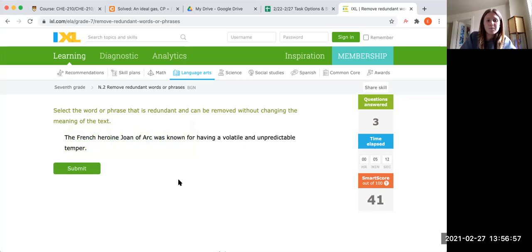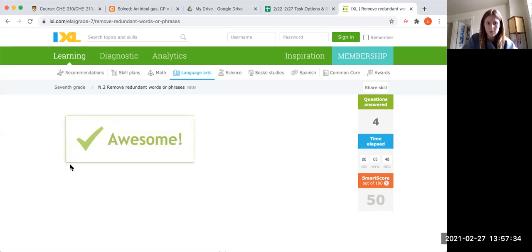Okay, next example: The French heroine Joan of Arc was known for having a volatile and unpredictable temper. Again, this little phrase here, volatile and unpredictable, those are two words that mean virtually the same thing. So I think we can just remove and unpredictable. This is going to shorten the sentence and make it a little bit clearer: The French heroine Joan of Arc was known for having a volatile temper. Perfect.